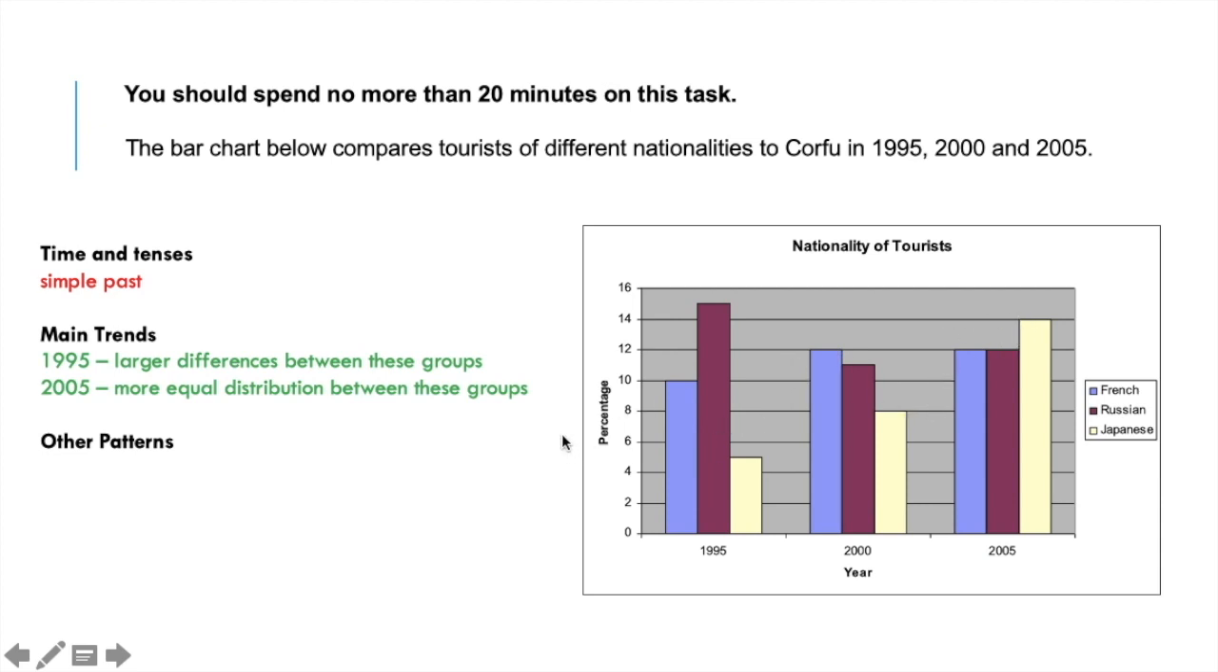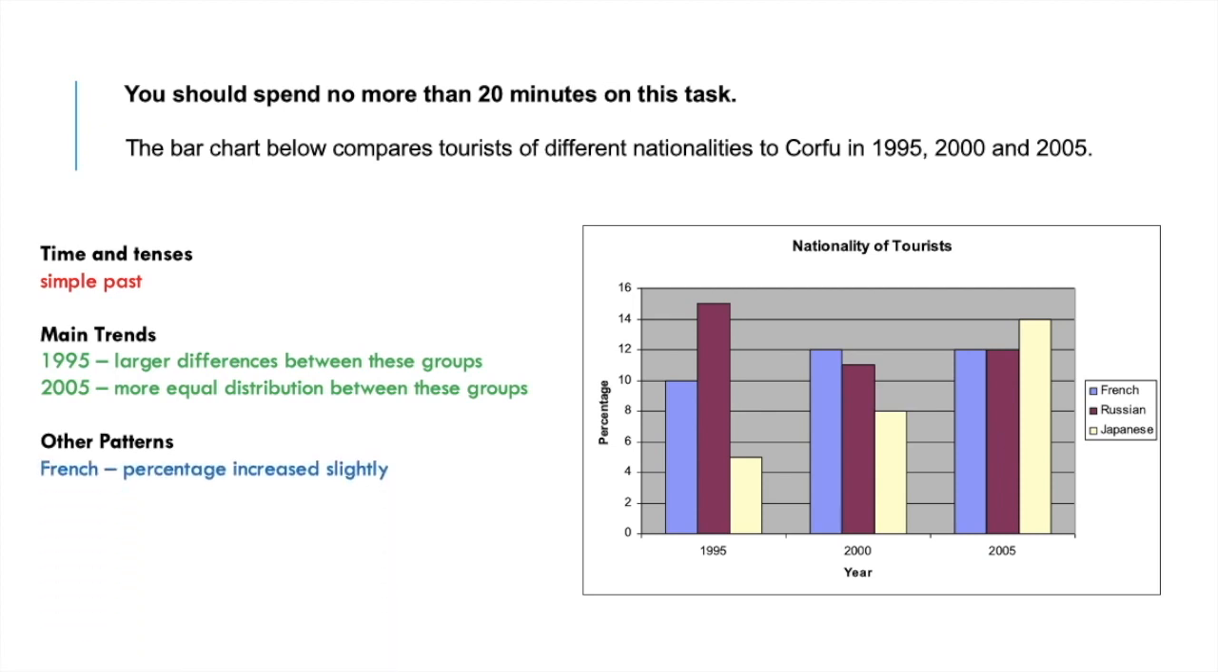Okay. What other patterns can you see? Again, just pause the video, have a look through, and looking nationality by nationality, are there any patterns that you can see? What's the pattern with the French? What's the pattern with the Russians? What's the pattern with the Japanese?